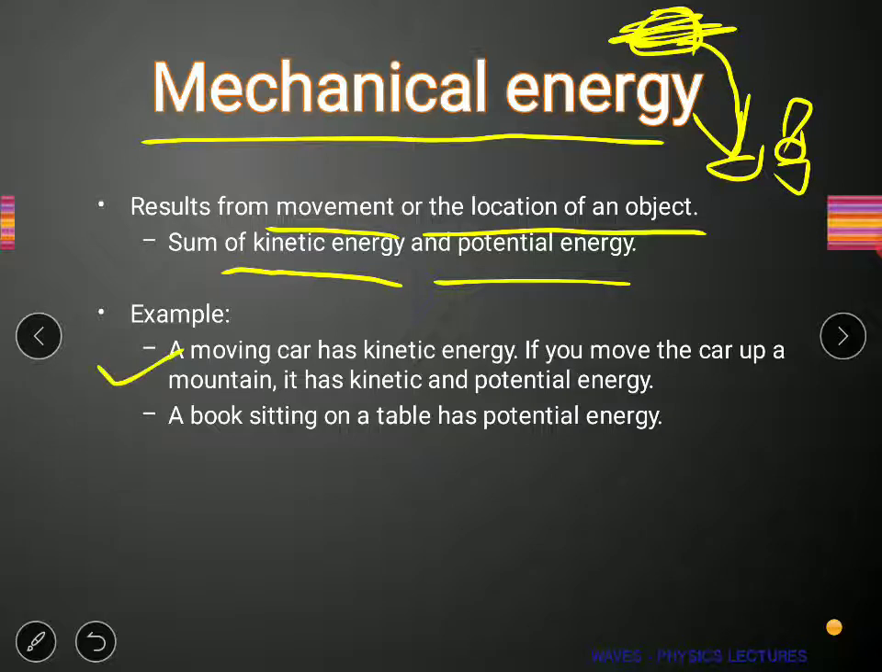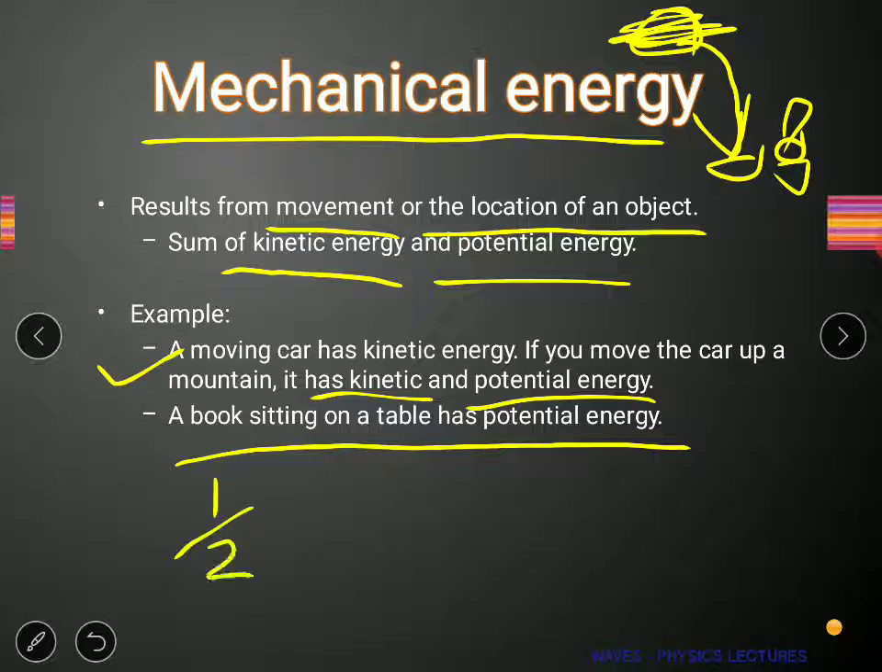So if you move a car up or down a mountain, it has both kinetic and potential energy. A book sitting on the table has potential energy, and so on. We have already seen these examples: when we throw a ball upwards, there is a kinetic energy, let's say half mv square, and the ball reaches a point where it basically stops before it comes back.